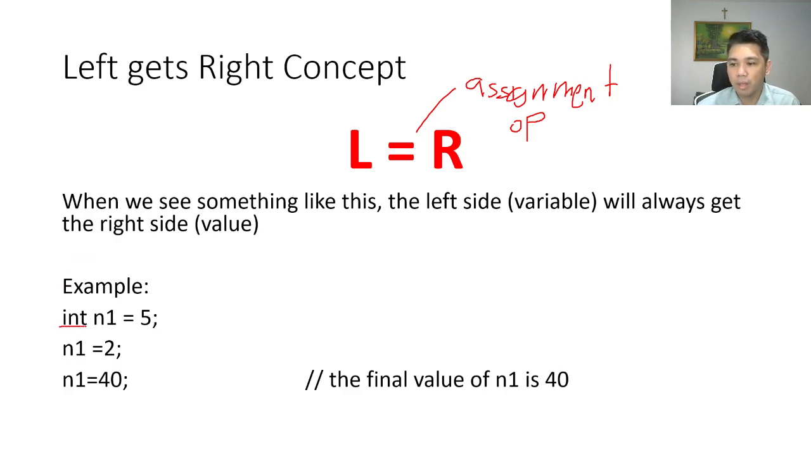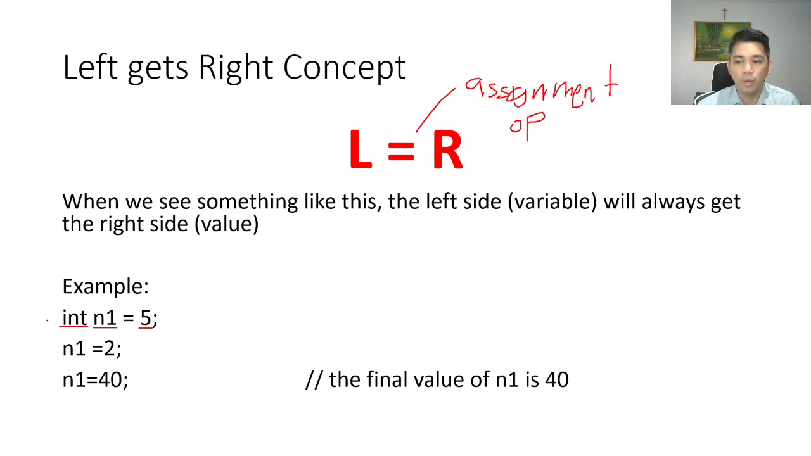Let's say there is a declaration of an integer variable. The name is n1. It gets the value 5. So at this point in time, when the computer reads the code, n1 has a value of 5.